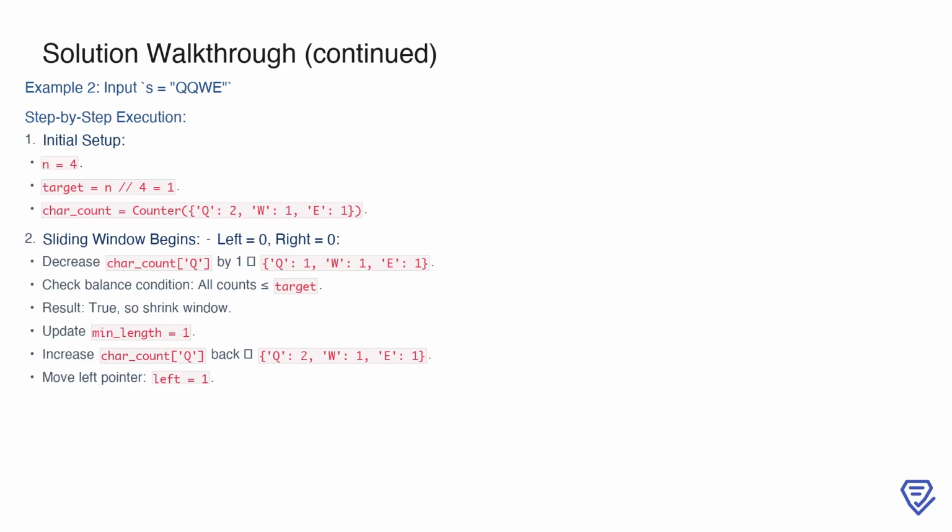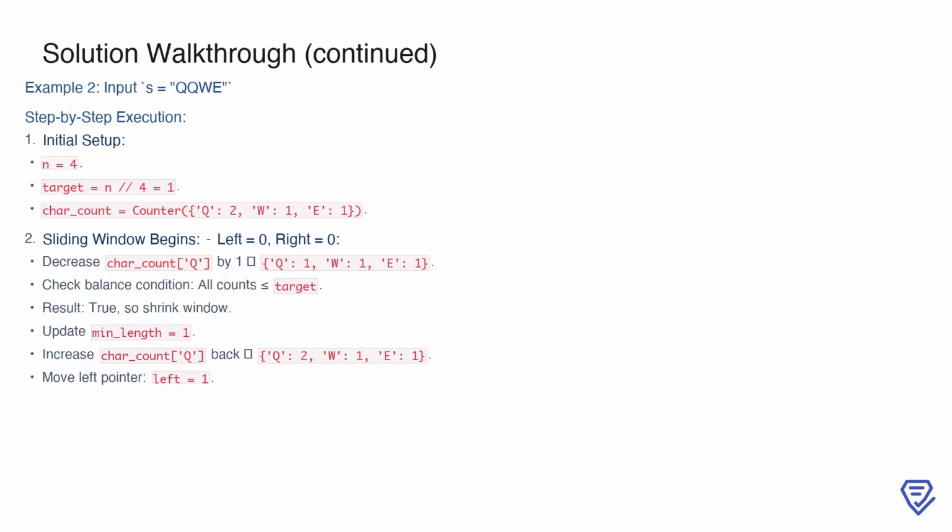Now, in example 2 with the input s equals qqwe, the setup is similar. The length of the string is n equals 4, and the target count for each character is again 1. However, this time the frequency count reveals that q appears 2 times, while w and e appear once each. This means the string is not initially balanced.